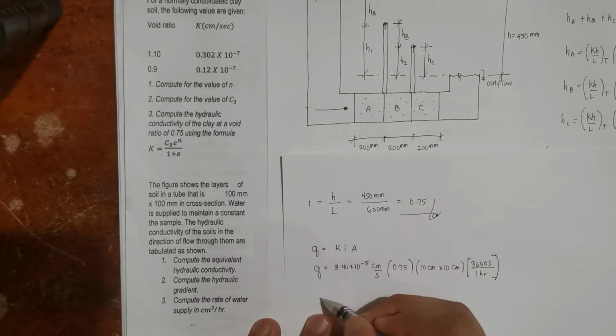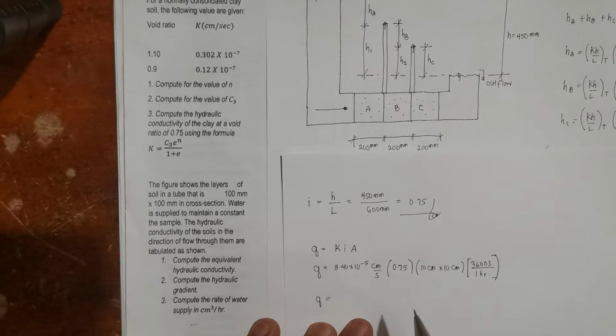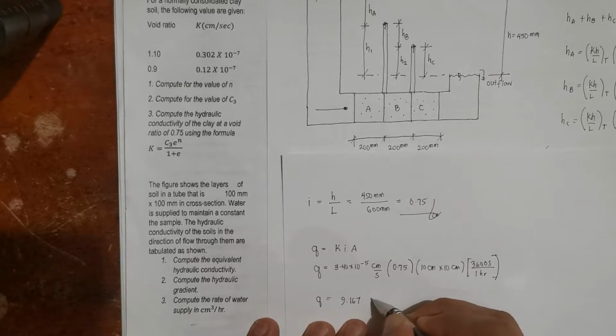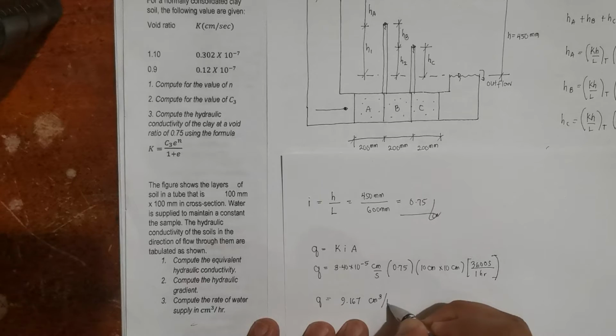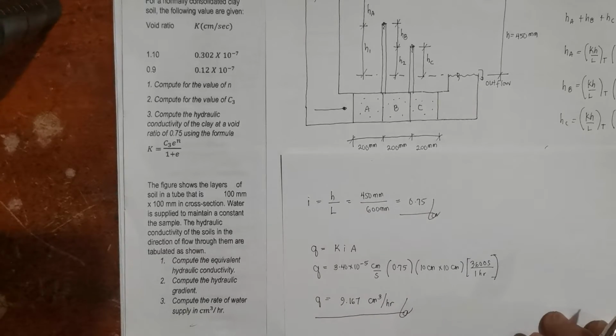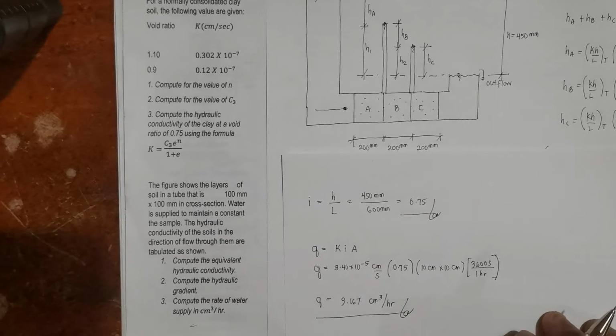And that is Q will be equivalent to 9.167 cubic centimeters per hour. And that will be our third requirement.